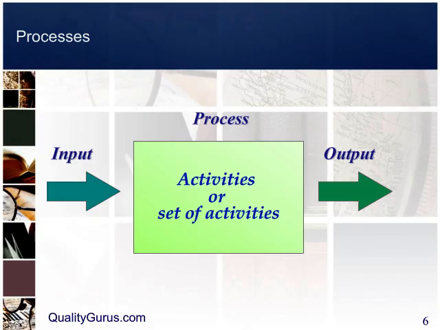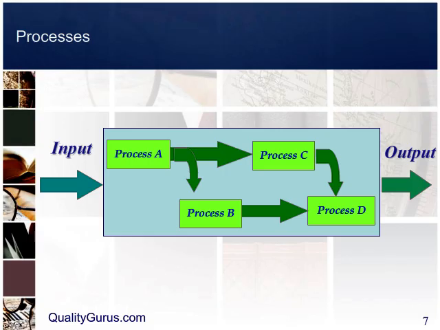A process can be defined as a set of interrelated activities which transform inputs into outputs. A process can further be divided into interrelated sub-processes.